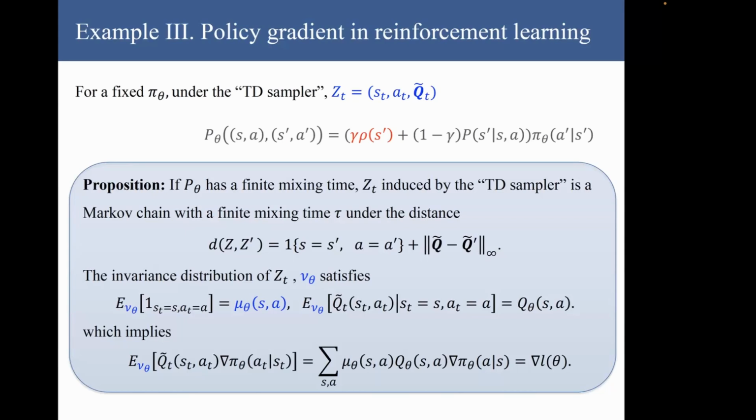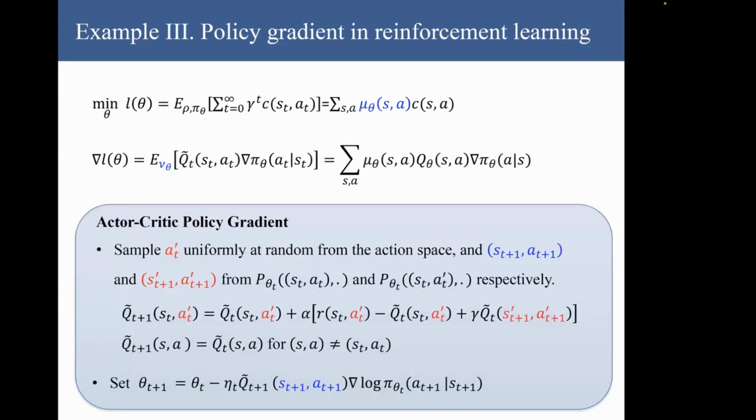So what this says is that if I do this TD learning with a constant step size, I will not converge to a point, but the stationary distribution's expectation will converge to the Q function that I'm interested in. Based on this, I can come up with this type of gradient estimator. And then I essentially have an actor-critic policy gradient algorithm. This is the step: I run the Markov chain for one step to update the Q function, and then I immediately plug in this Q function to update my policy.